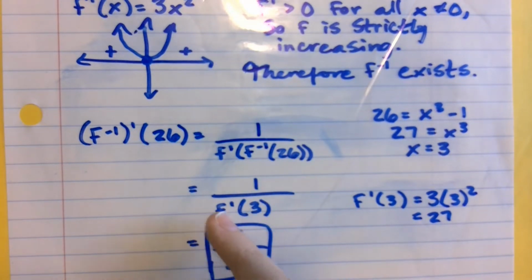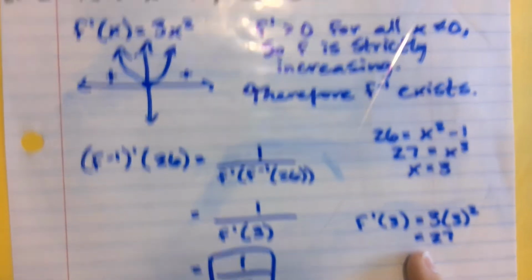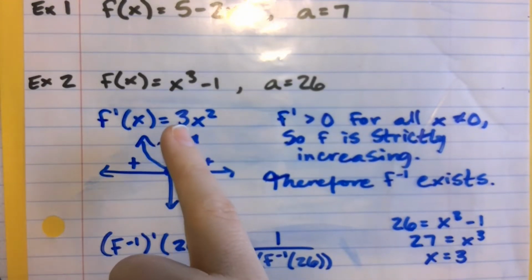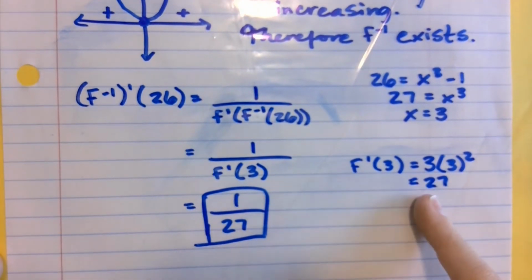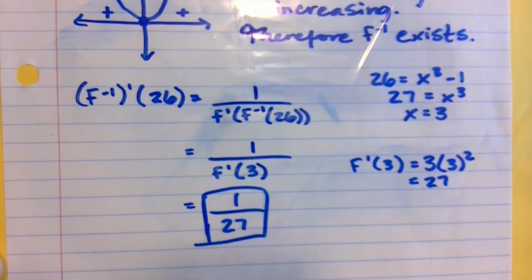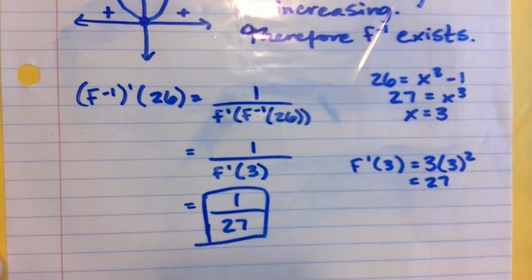So I'm going to have my 3 here. And then my last step, my f prime of 3, just plugging that in for the f prime that I would have had to find over here to find that it was monotonic. My f prime of 3 ends up being 27. So my f inverse prime of 26 is 1 over 27.